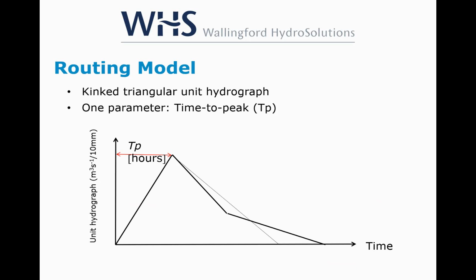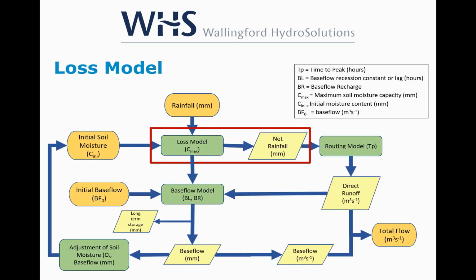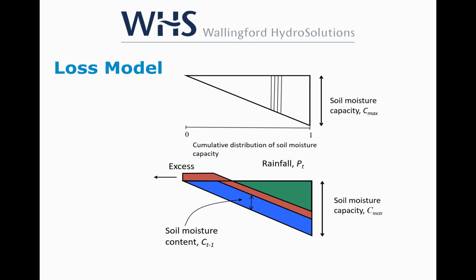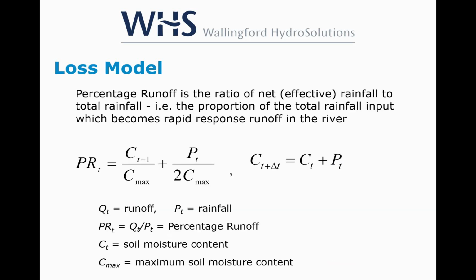So we're going to first look at our loss model. That's controlled by our Cmax value, and so let's have a look at our loss model. So this is our loss model. The total soil moisture capacity is Cmax. As rainfall goes into the event, some of that is run off as excess and some of that goes into the soil moisture. So we can see from this equation here, the percentage runoff, which is the ratio of the net rainfall to the total rainfall, is reliant on both the soil moisture condition for the time step before and the total depth of the soil, which is Cmax, and the amount of precipitation that goes in that time step.